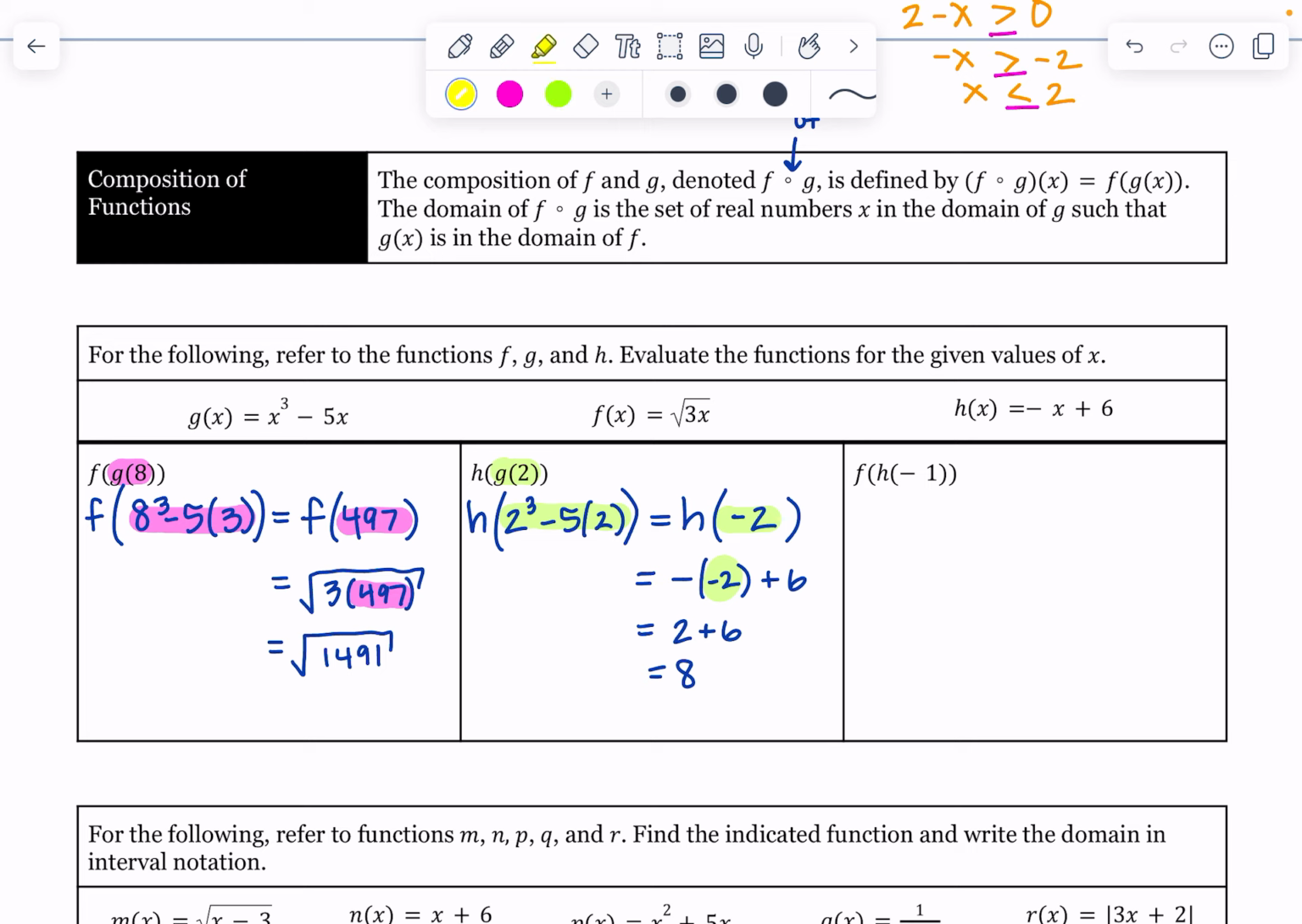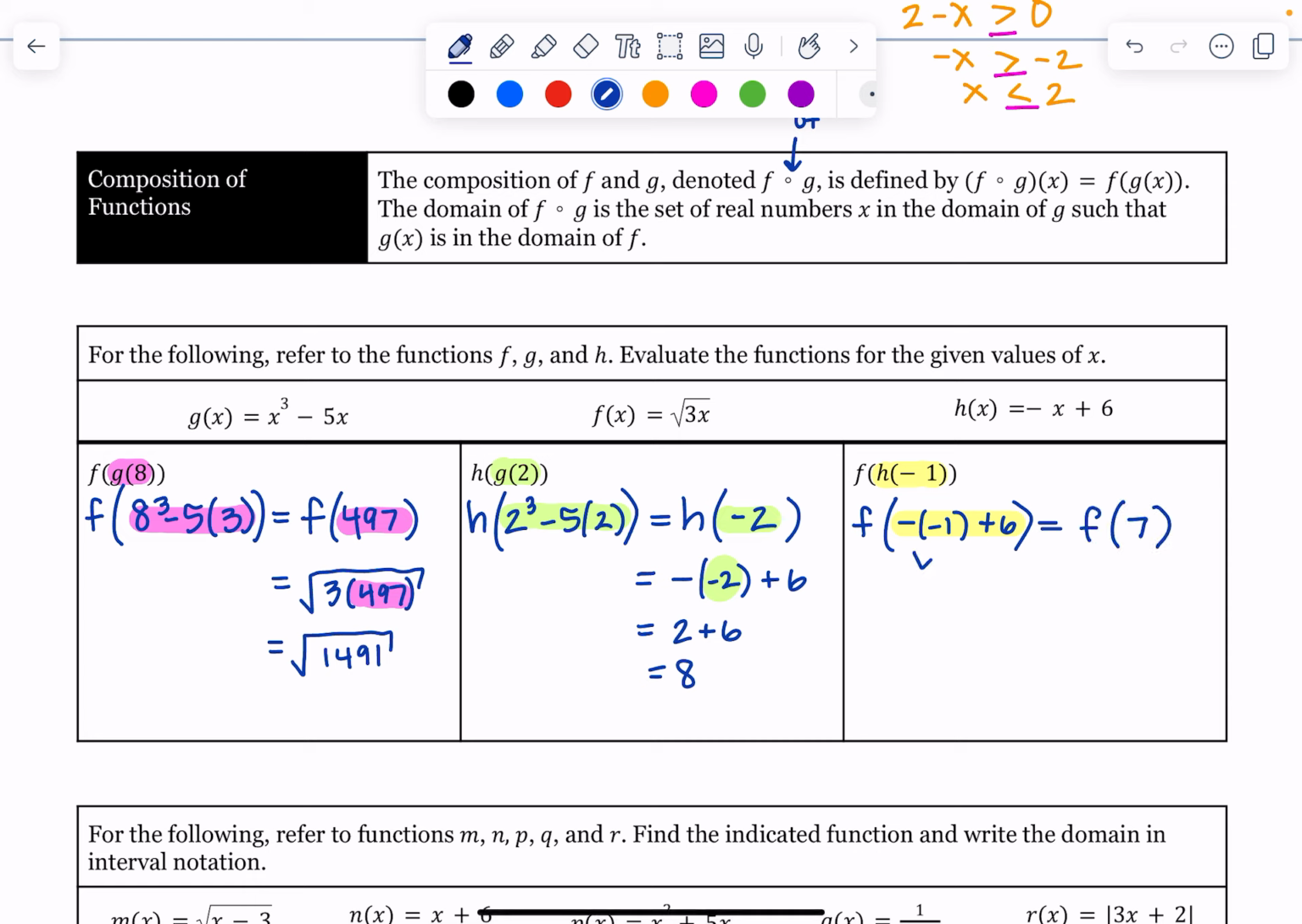All right, last one, we are trying to find f of h of negative 1, so I'm going to start with that h of negative 1. So I'm going to have f of negative 1 plus 6. Again, I am just plugging in negative 1 for h, and then I'll plug that into f after. So that's going to be f of 7. This becomes positive 1 plus 6. And then when I plug in 7 for f, that is going to be the square root of 3 times 7, or just the square root of 21, and that does not reduce.